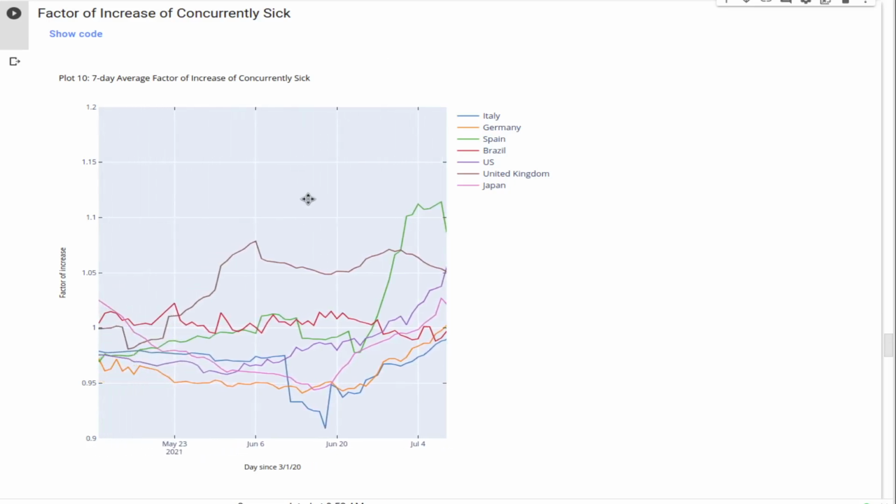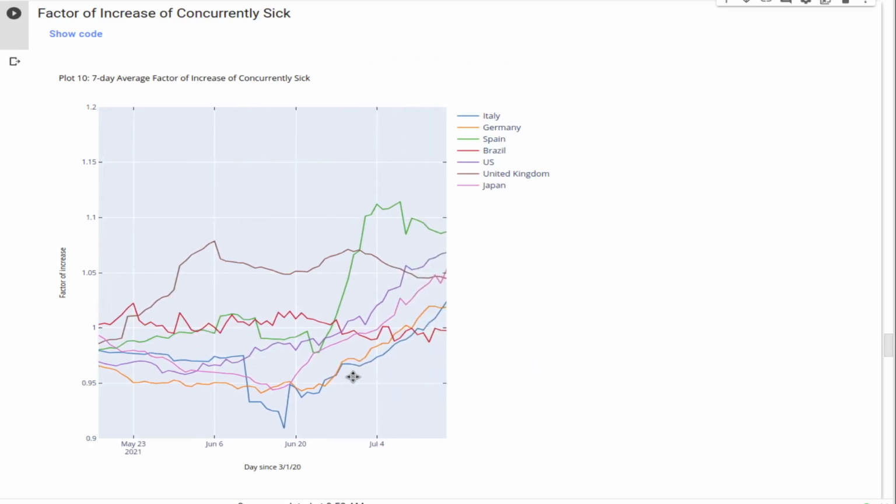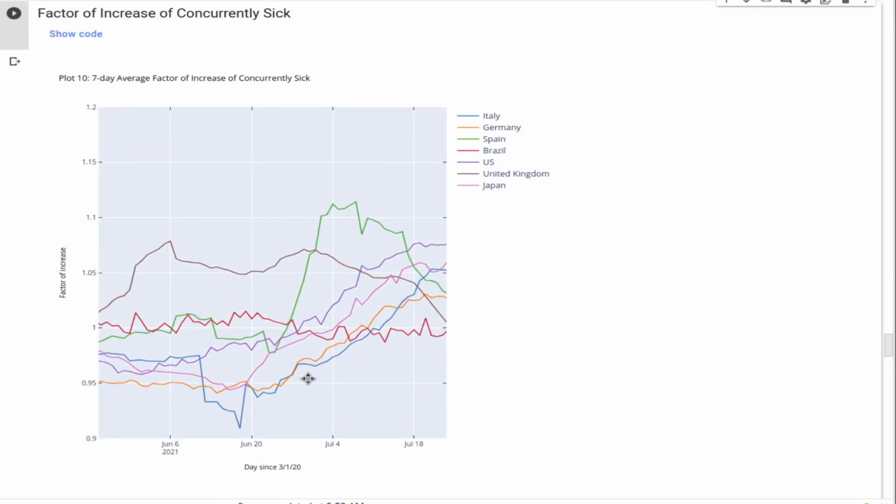So here you can see where it went above 1 the first time, was around here. So mid to end May, this is when the Delta variant took over. So again, it's about these 2 months which led to this wave because of the Delta variant in the UK.